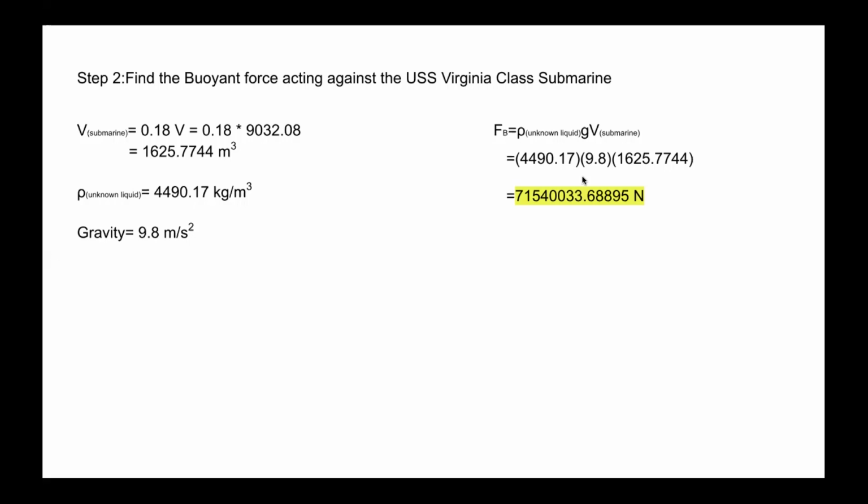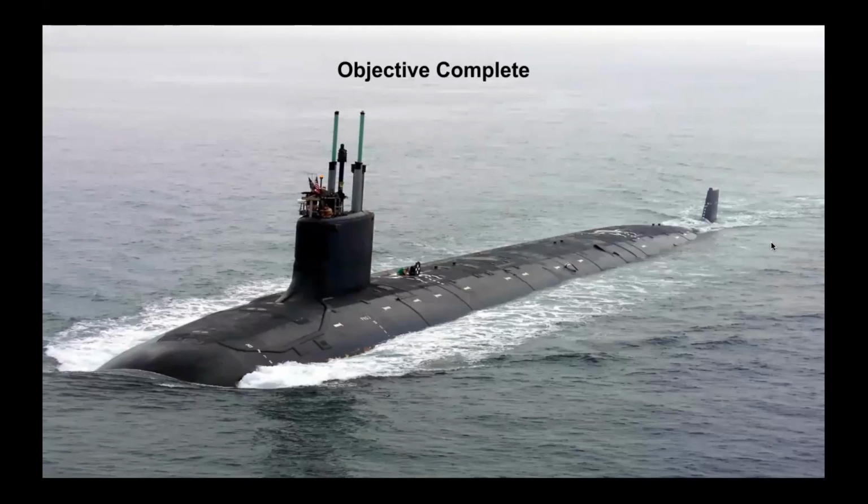Multiplying these three variables together, we get that the buoyancy force is 71,540,033.68895 newtons. Congratulations, we found the buoyancy force and the density of the unknown liquid.